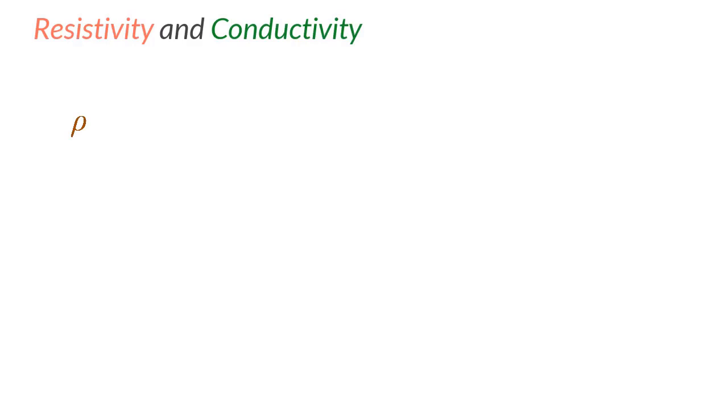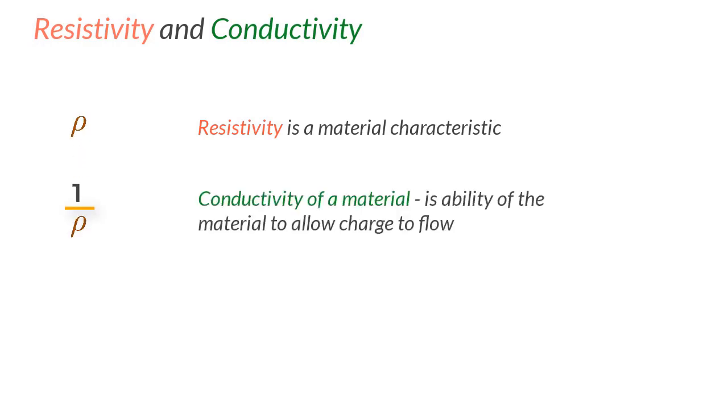Now, while resistivity is a material characteristic that determines resistance to current flow, the reciprocal of this value represents the conductivity of the material or its ability to let the charge flow, and conductivity of a material is shown by the symbol sigma. So we can say larger the resistivity of a material, lower the conductivity, and lower the resistivity, higher the conductivity.